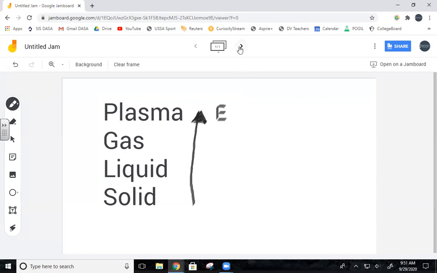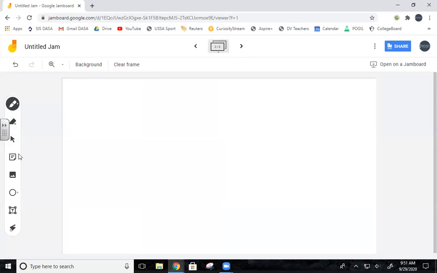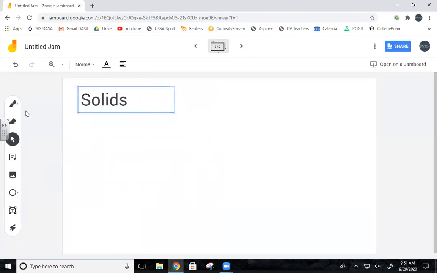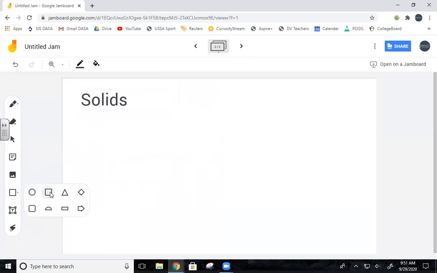Okay, so we're going to go on to the next frame here, and we are going to talk about solids. So for each of these states of matter, we're going to do a little drawing. Okay? Add image, text box or laser. Sure.